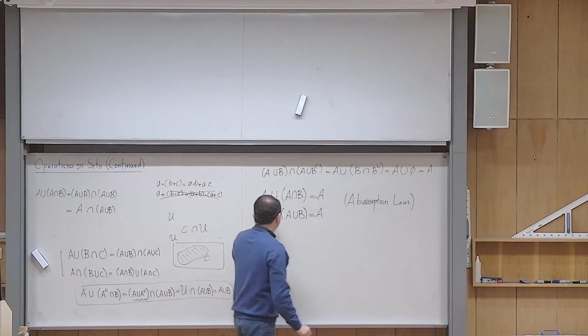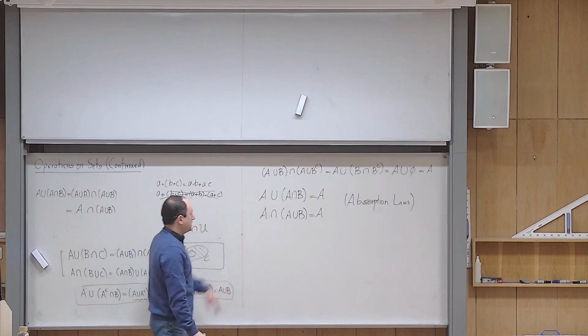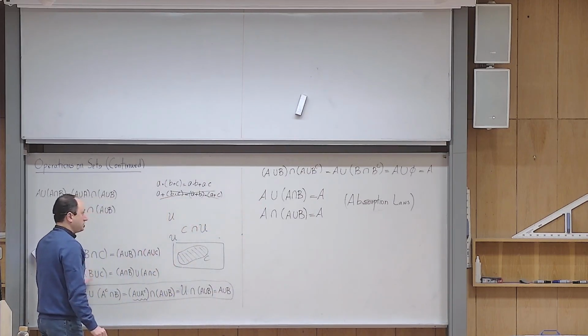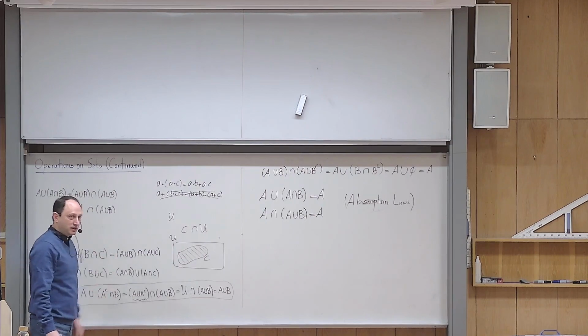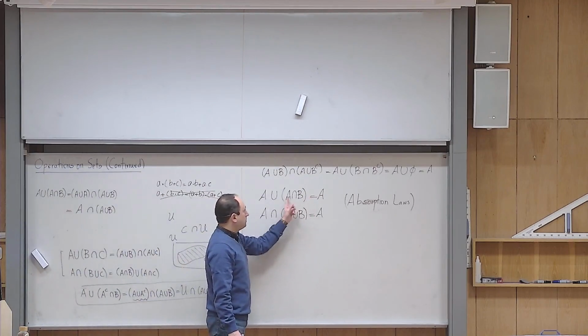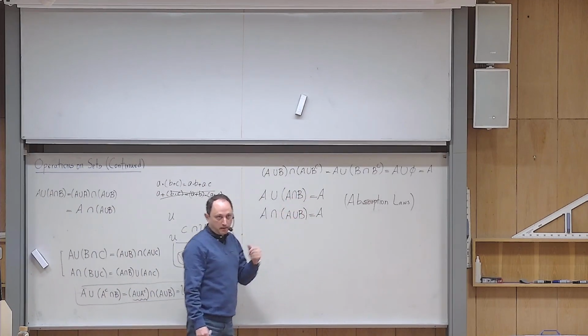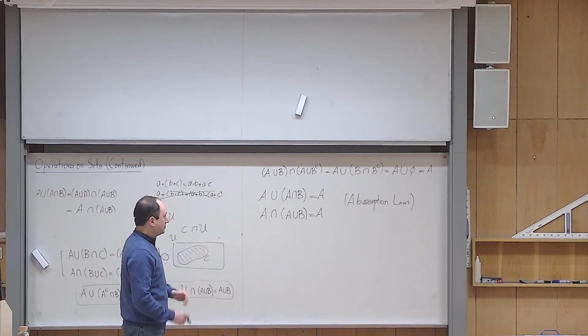So if you want to understand the absorption law, the left-hand side is very similar to the distribution law, but one of the sets is repeating itself. If that is the case, the answer is the repeated set. Okay? First of all, let us try to understand this exactly at the level of your book.